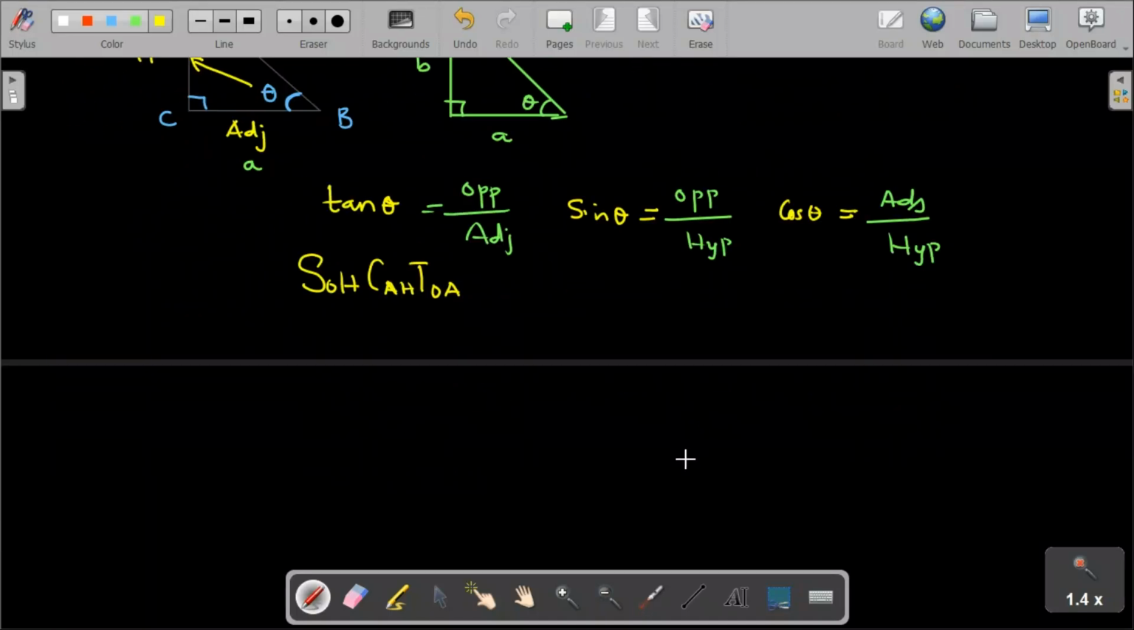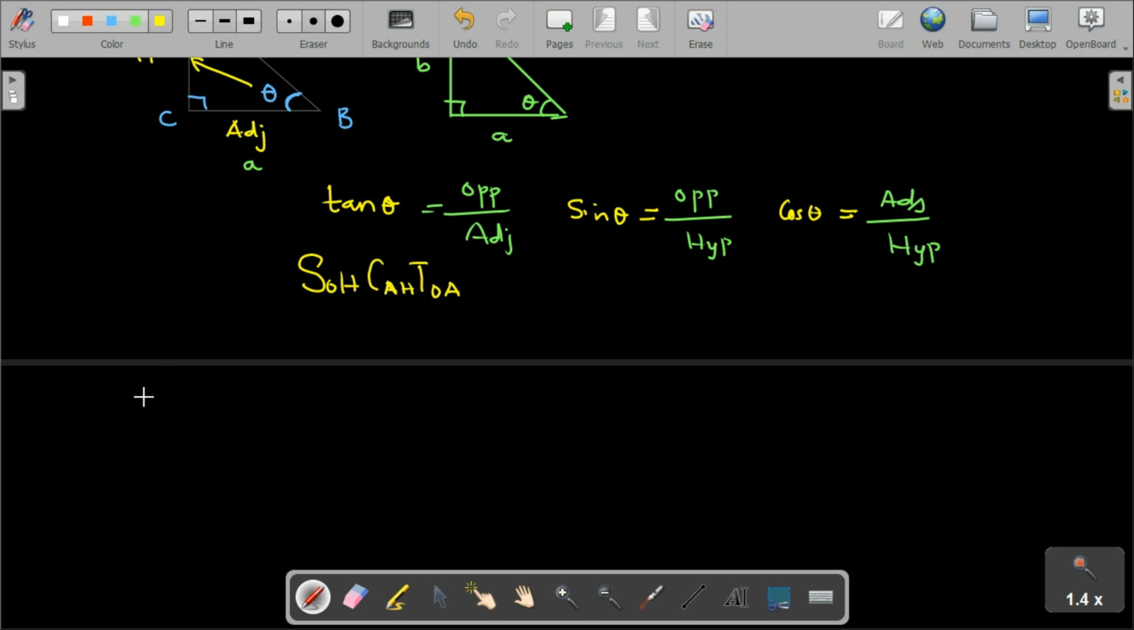Now, there are other possible cases. Let's go back to our trigonometric ratios. There are other possible cases of the trigonometric ratio. Like, what if we consider adjacent over opposite? Or hypotenuse over opposite? Or hypotenuse over adjacent? These are definitely still ratios. Of course, these ratios also have their own names.